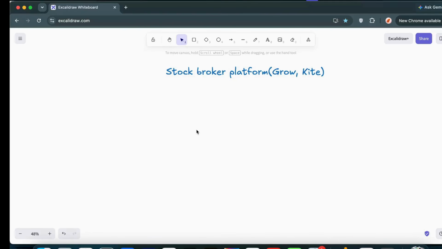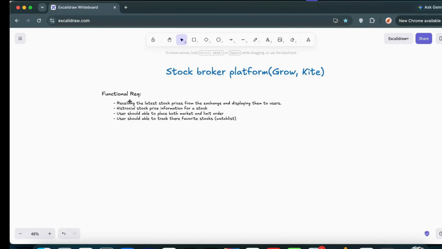Apart from order placement, we'll also support features like a watchlist, allowing users to track their favorite stocks. Let me quickly note down all the functional requirements right over here. The first is receiving the latest stock prices from the exchange and displaying them to the users. Then historical stock price information for a particular stock is also a feature that we will support. Users should be able to place orders, both market and limit orders, and we'll allow them to track their favorite stocks in a watchlist, so they can add different stocks and see the latest stock prices displayed for those stocks. Okay, these are the functional requirements.